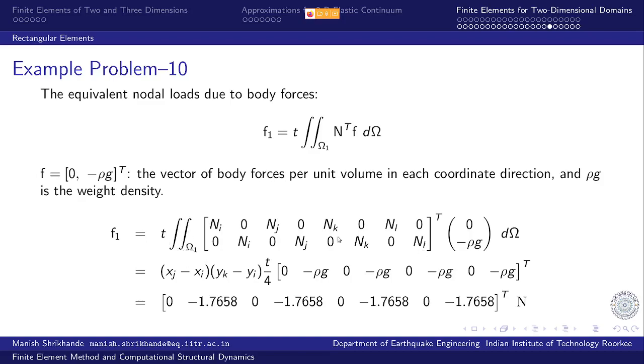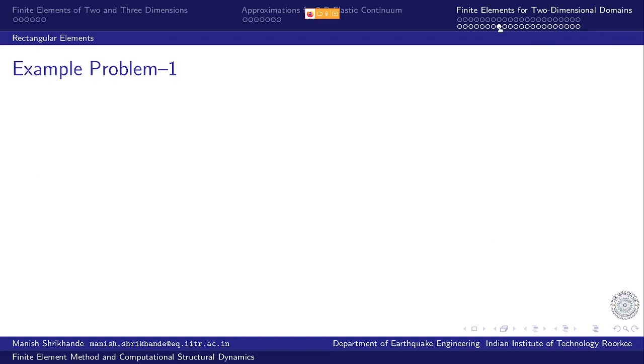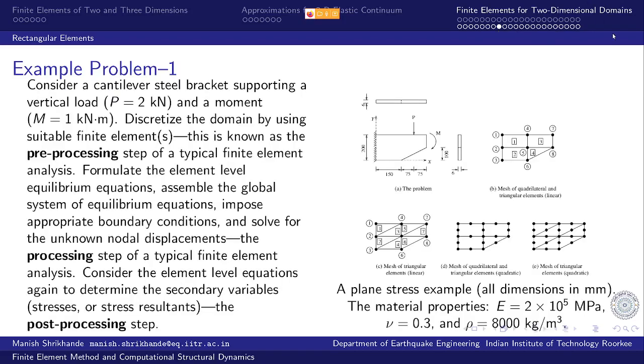This integral is evaluated over the area of the domain, plane area, multiplied by thickness, and we carry out this integral, and this is what we get. So these are the nodal forces corresponding to the body forces for element number 1. Otherwise, element number 1 has no external force. If you see here, element number 1 has no traction. This edge is completely stress free, so there is no traction anywhere.